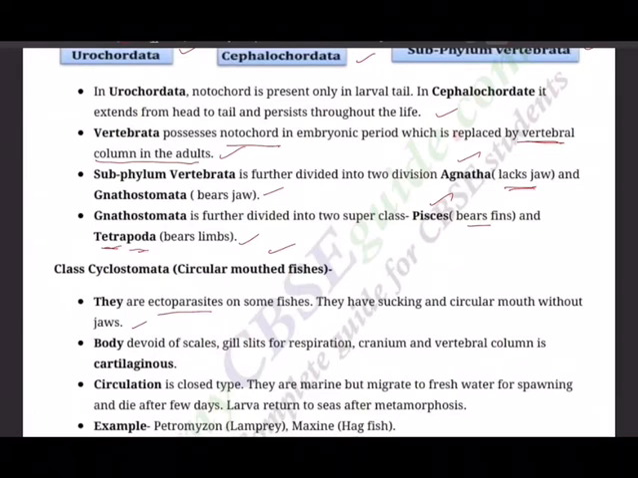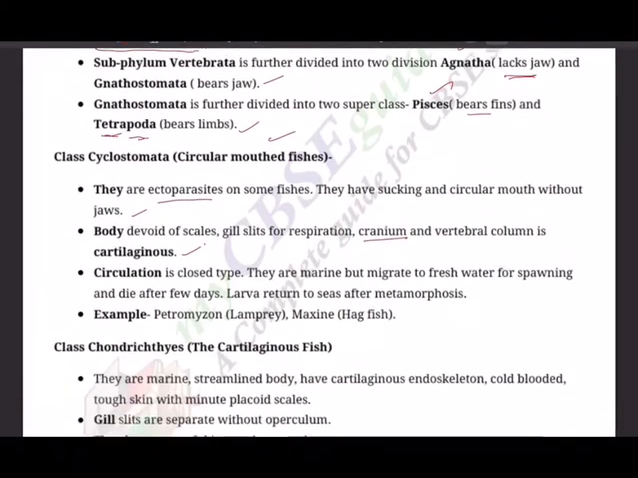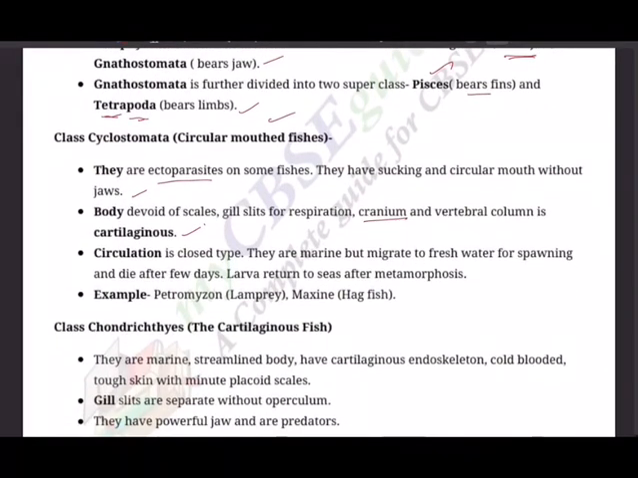Body is devoid of scales, with gill slits for respiration. Look at that, the cranium and vertebral column are cartilaginous. So there is improvement, but still it is cartilaginous. Circulation is closed type. They are marine but migrate to fresh water for spawning and die after a few days. Larva return to sea after metamorphosis.